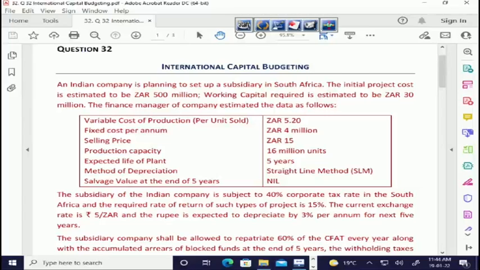They are saying method of depreciation, straight line, salvage value 0. So depreciation should be 500 by 5, that is 100. So minus 100.